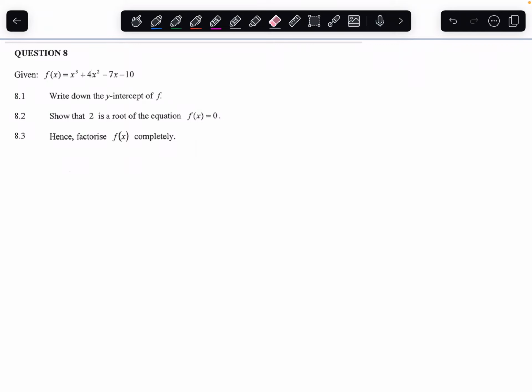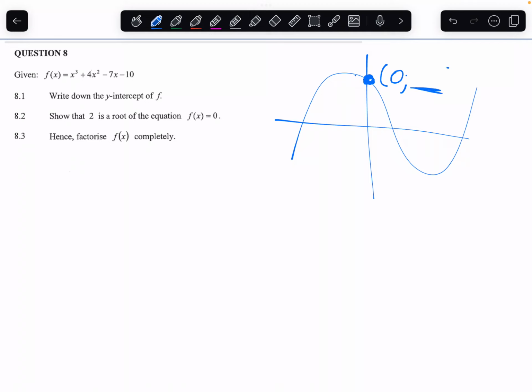Write down the y-intercept of f. So remember, y-intercept is where x is equal to 0, right? So if we have our Cartesian plane and we have our cubic graph doing something like that, who knows? That is our y-intercept, and the y-intercept occurs when x is equal to 0. So we need to figure out what the y-coordinate is. So we are going to say, okay, what is the value of the function when x is equal to 0?